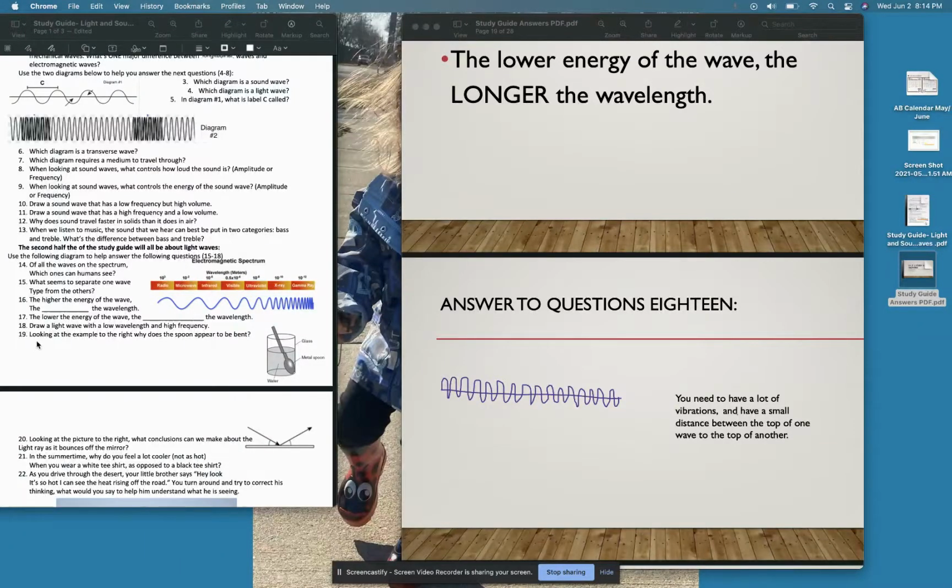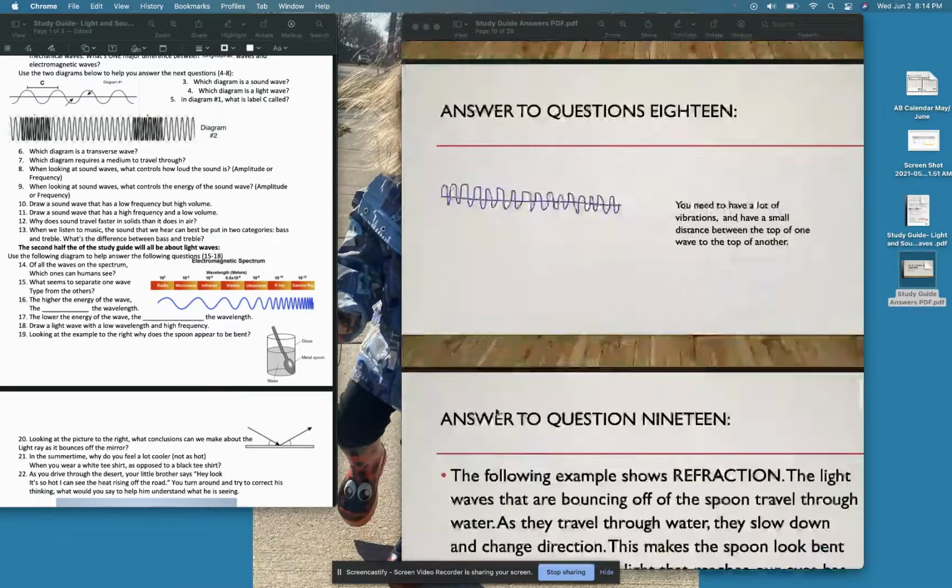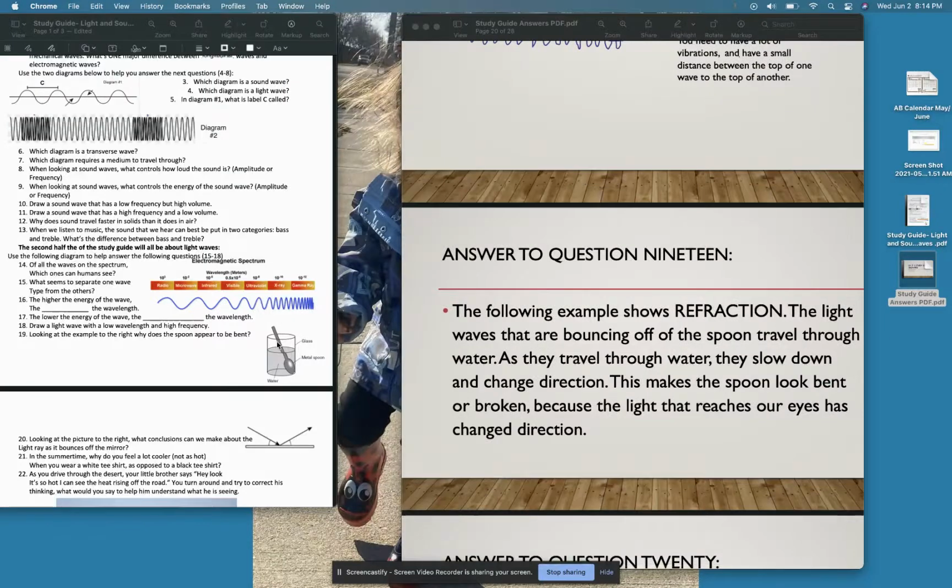Now, looking at 19 here, why does the spoon appear to be bent? Well, if we look here, this is an example of refraction. And so what's happening is there are light waves that are bouncing off the spoon, but those light waves have to travel through water. And as they travel through water, they're going to slow down. And as they slow down, they're going to change direction.